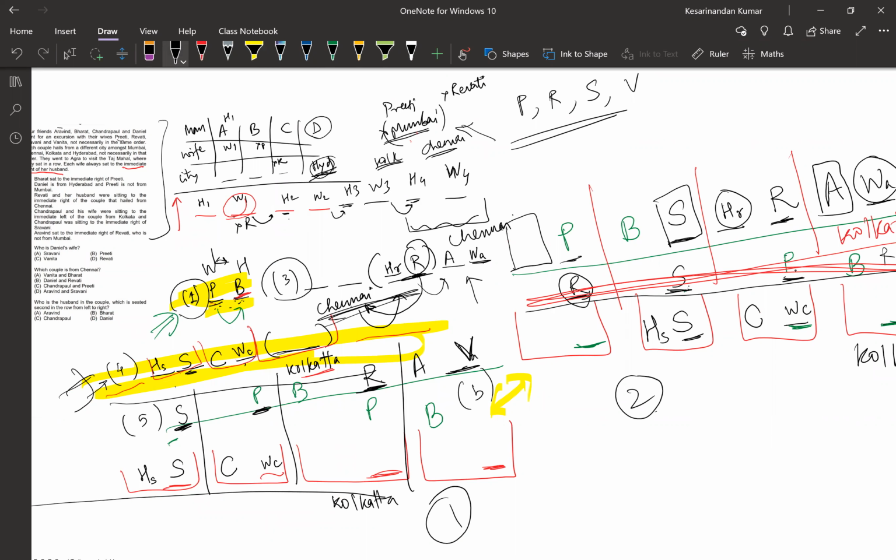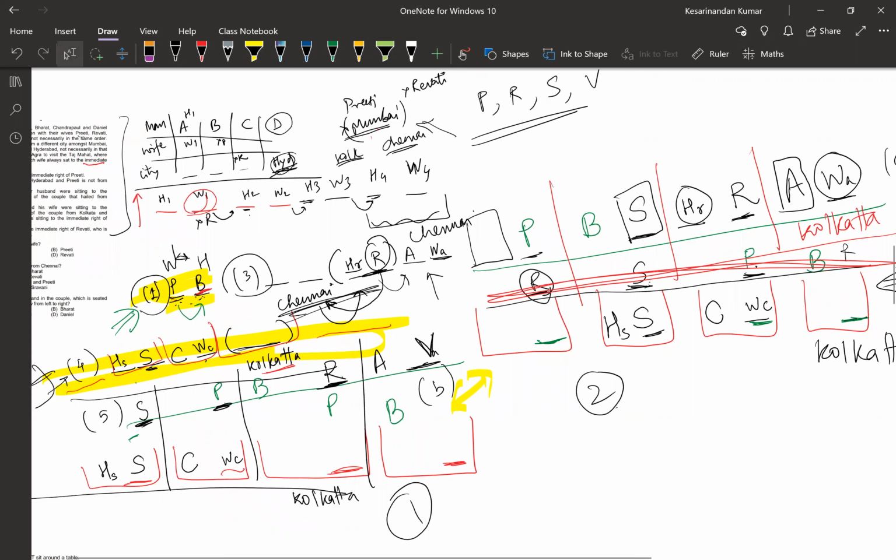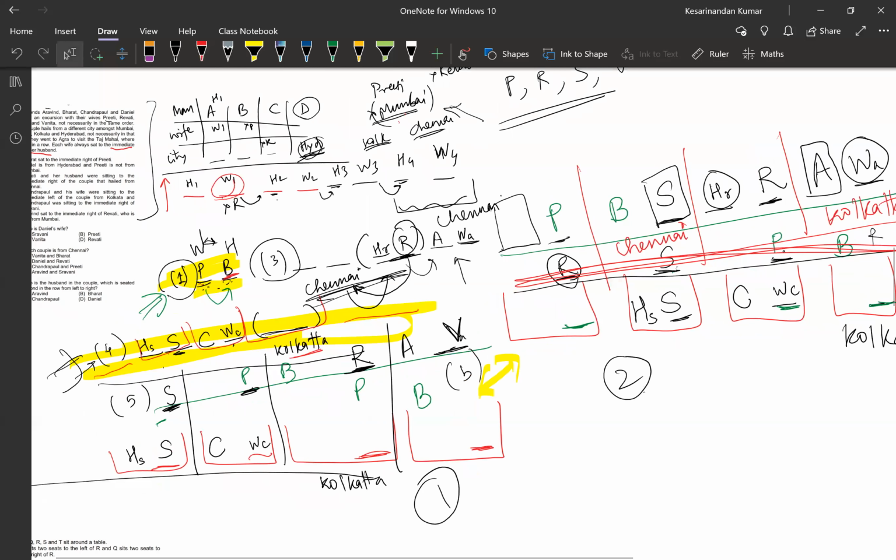Okay. Now, since all the wives are done, let's see the husband part. Before that, HR ke idhar is Chennai. So this will be Chennai here that we forgot to mention. And R ke left mein is Chennai. So this will be Chennai here. And which one is from Kolkata here? This one is from Kolkata here. Is it clear, guys? Everyone?